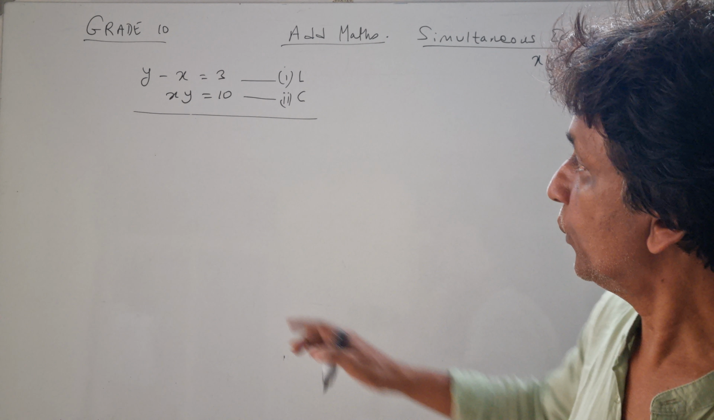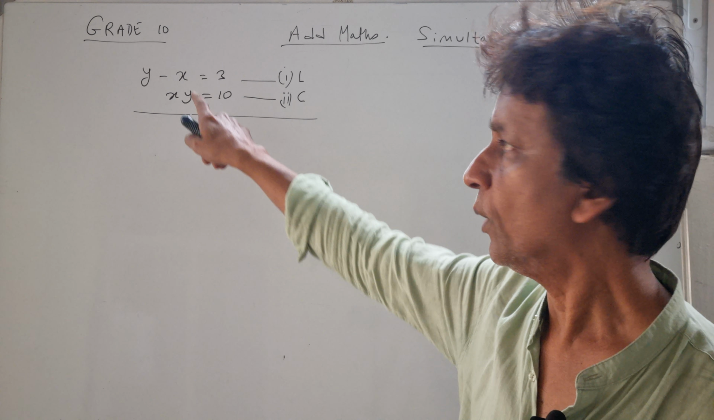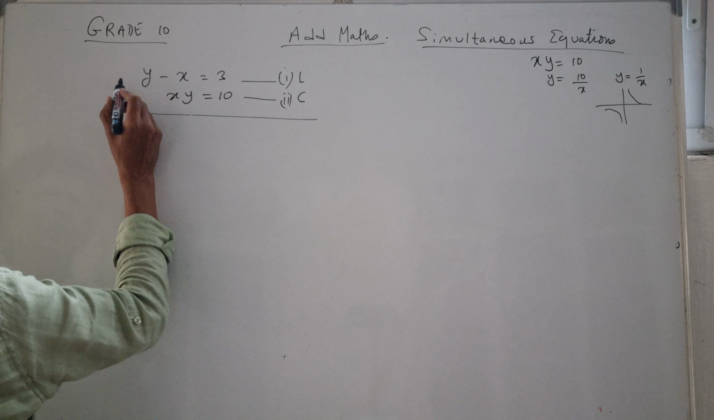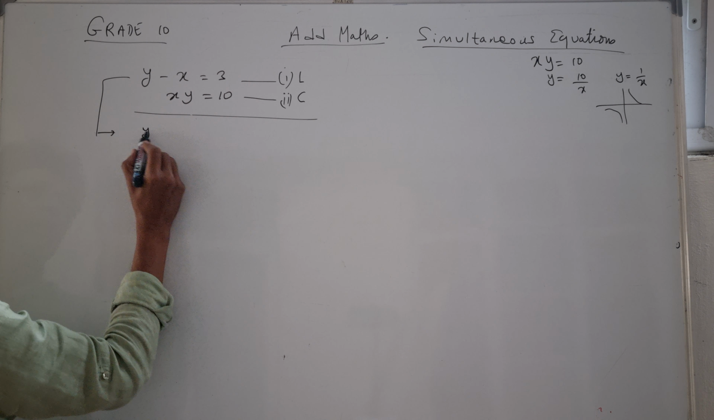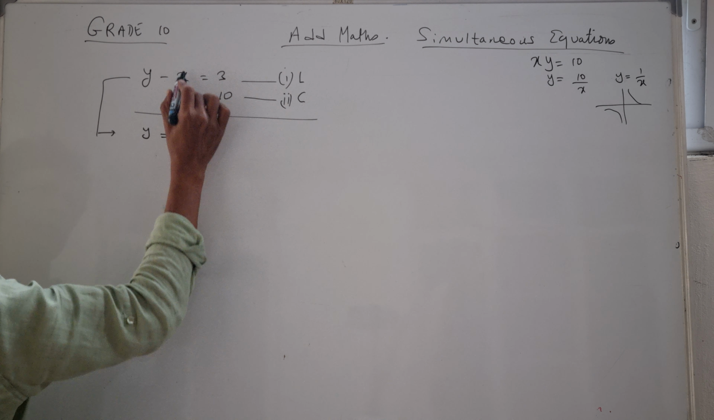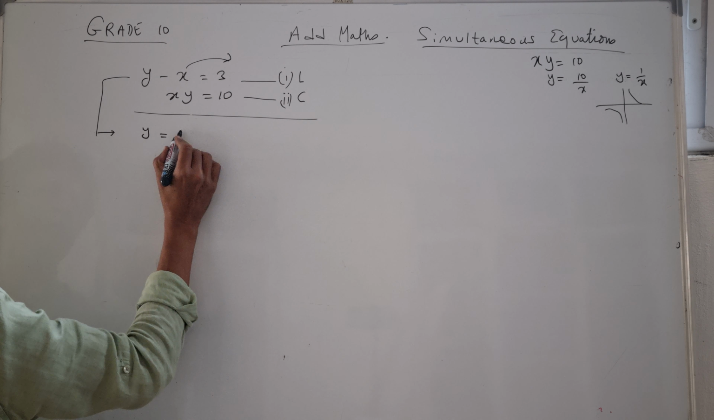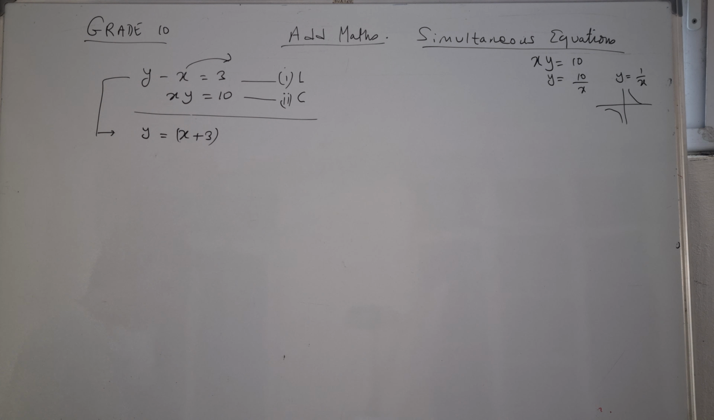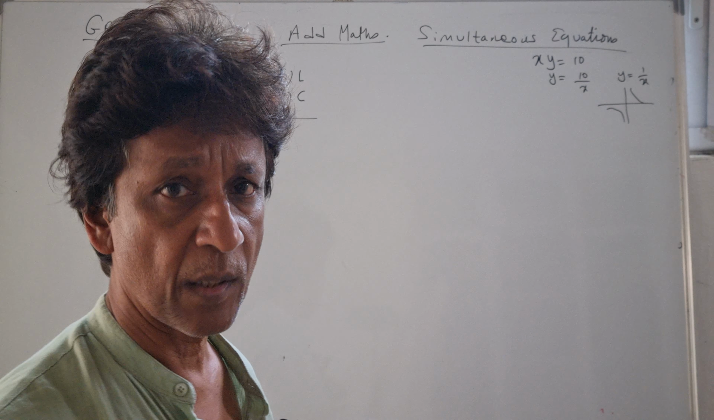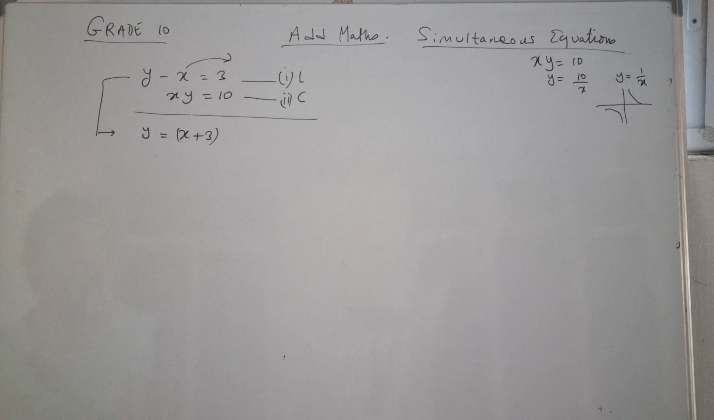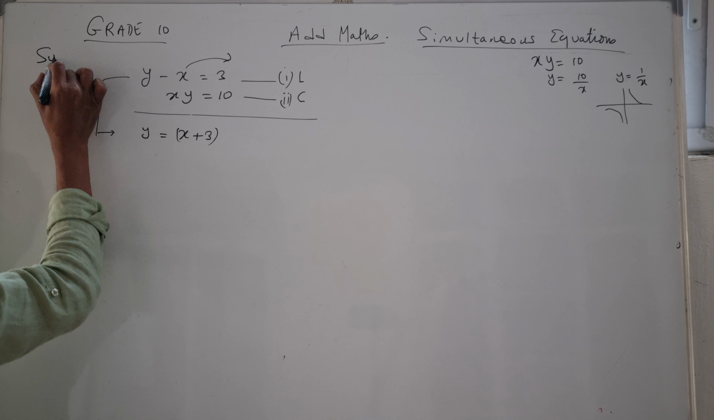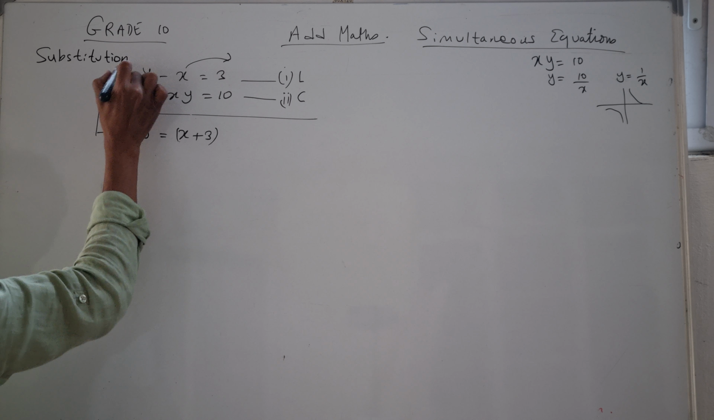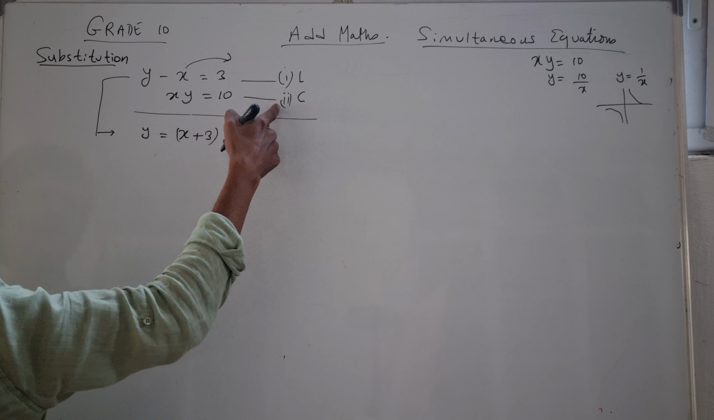Now it's up to us what we can do. We can either take equation 1 or equation 2. I'd rather go for equation 1 because the line is a lot easier. So if I take equation 1, y minus x is equal to 3, and I send the x to the other side, y becomes x plus 3. So now I can substitute. The idea is to use substitution to be able to solve simultaneous equations over here. So replacing this in equation 2 now.